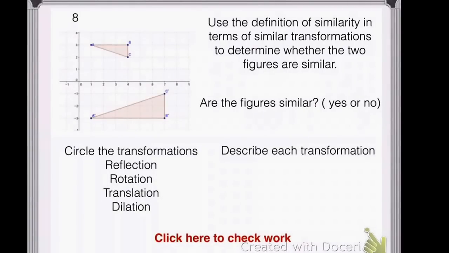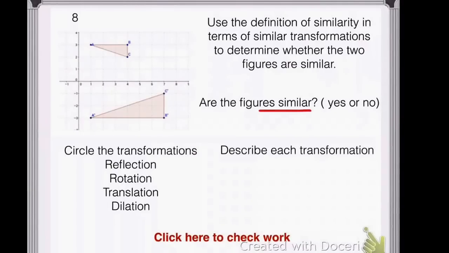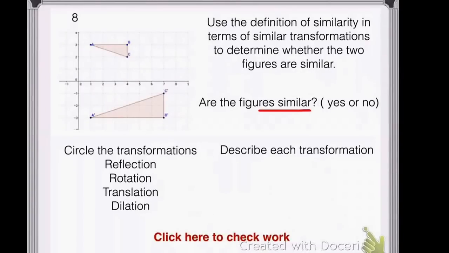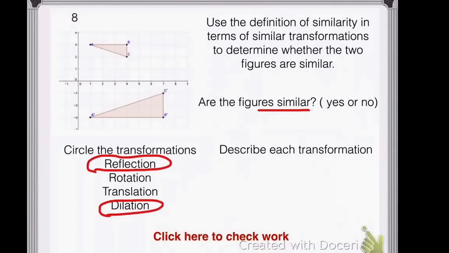Use the definition of similarity in terms of similar transformations to determine whether the two figures are similar. Are the two figures similar? Yes or no? Describe the transformations. In this one, I notice that it is reflected because it's upside down, it's flipped. And I notice that it is dilated because one's larger than the other. And I also notice that it is translated.